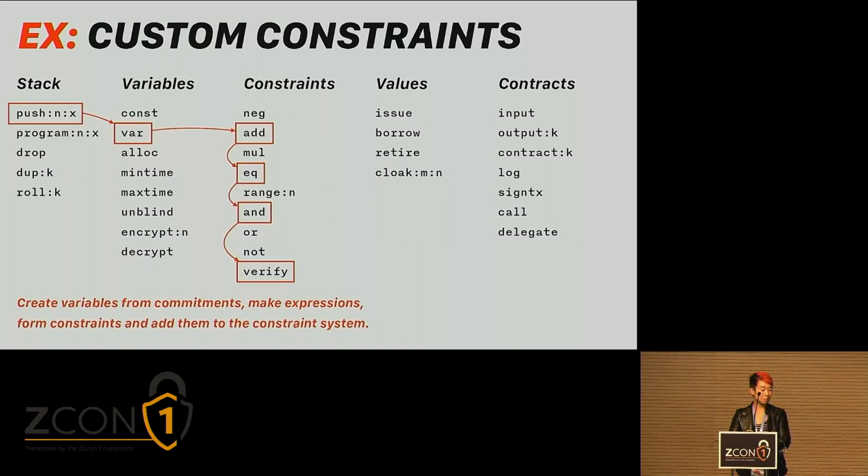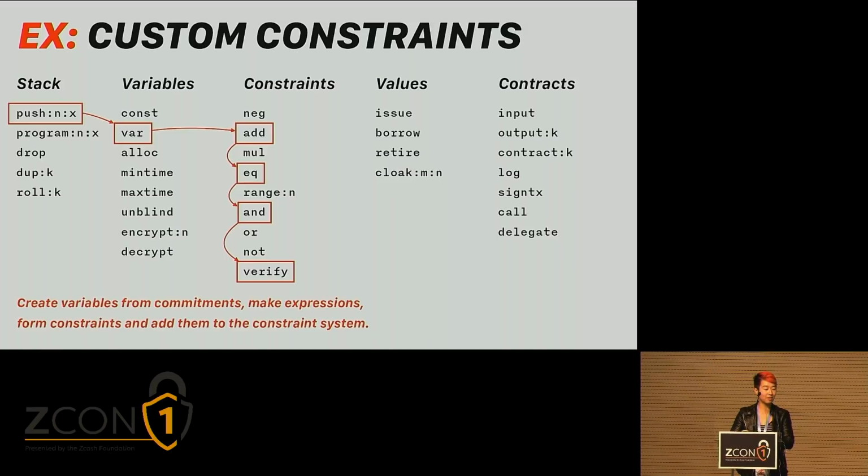So here's an example of if you wanted to build a custom smart contract that takes in some data, adds constraints to them, and then spends that amount. First you take in data by pushing to the stack, you turn that into a variable, you add some custom constraints to that variable, so you can say it has to satisfy some properties based on other inputs, and you add that to the constraint system by calling verify.